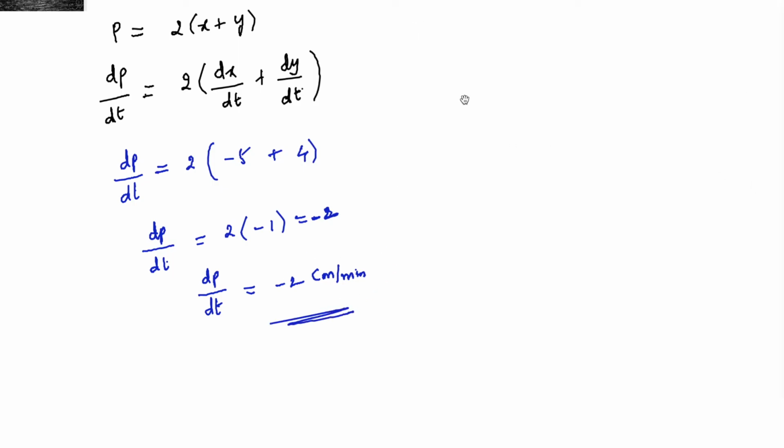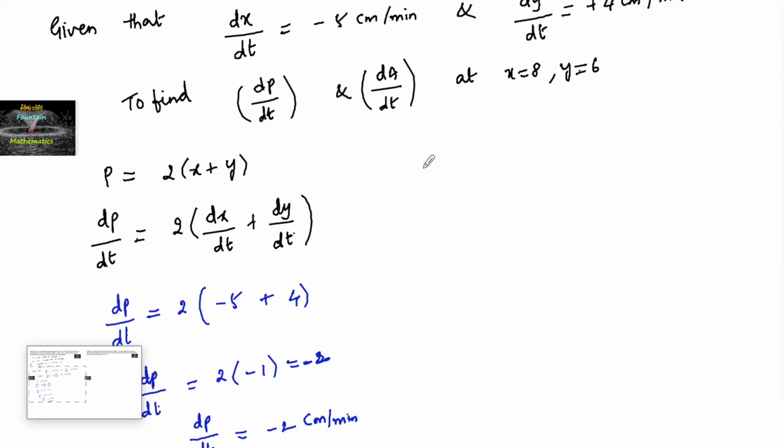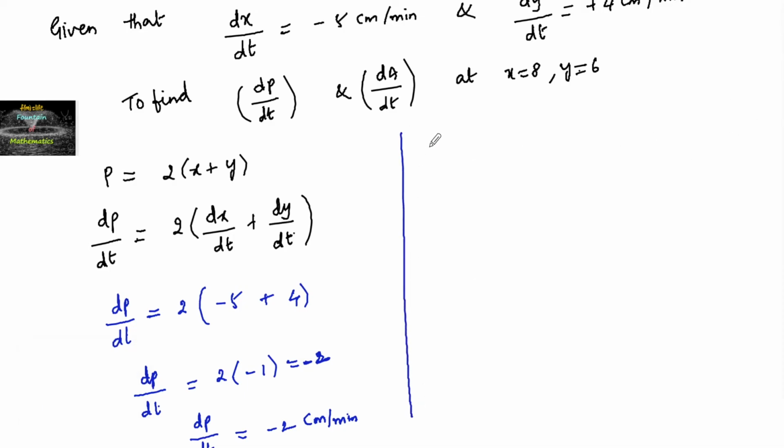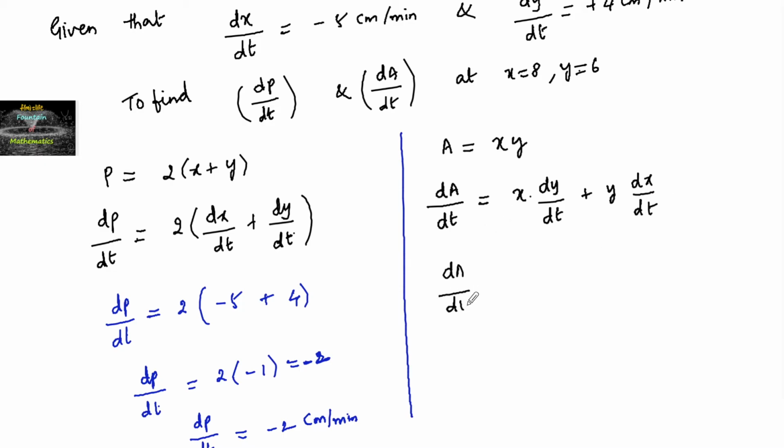And then we had area. We have area is equal to x into y. Now let's differentiate this. dA by dt is equal to, let's apply the UV rule, x into dy by dt plus y into dx by dt. And since we know that dy by dt is plus 4, so x into 4 plus y into dx by dt, which is minus 5.